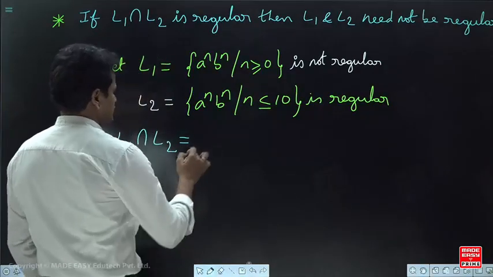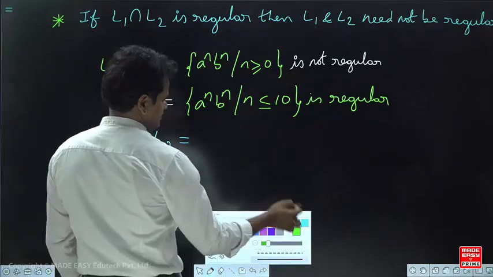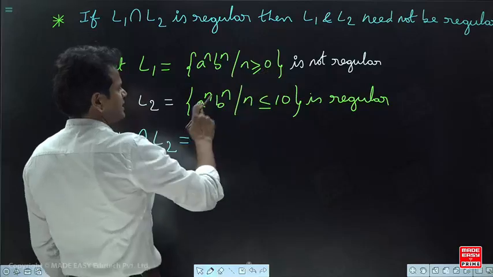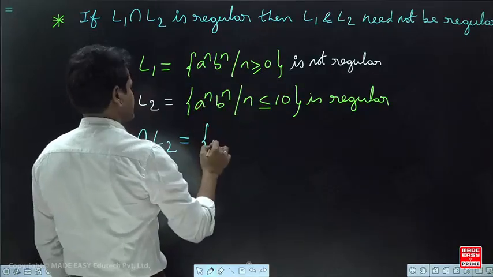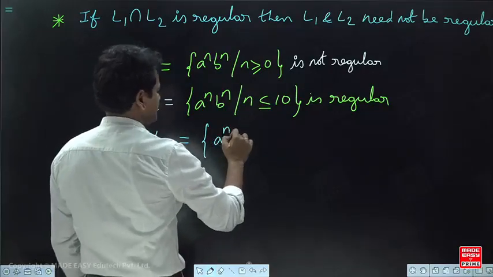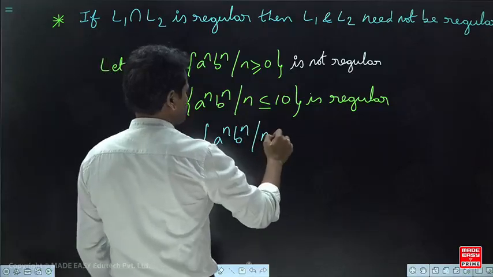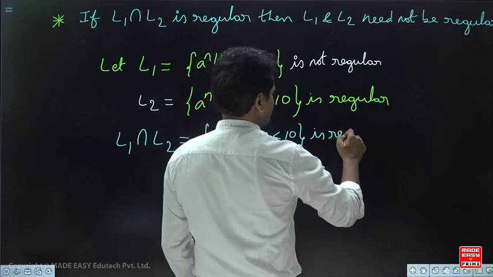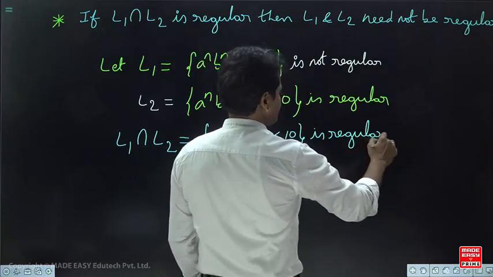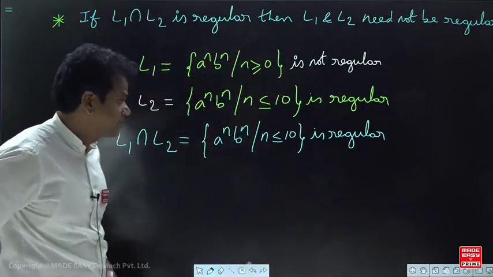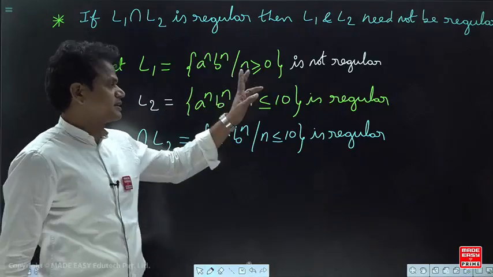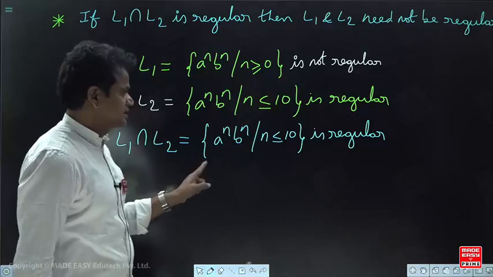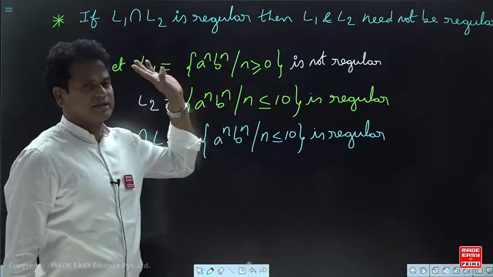Relation infinite. So what is the intersection here? Epsilon, ab, a square b square, up to a power 10 b power 10. The intersection is a power n b power n, n less than or equal to 10. So this is regular, because the relation is finite. Are you following? In the previous case, the intersection was regular, but individually L1 and L2 were not regular. Here, the intersection is regular, one is not regular and the other one is regular.